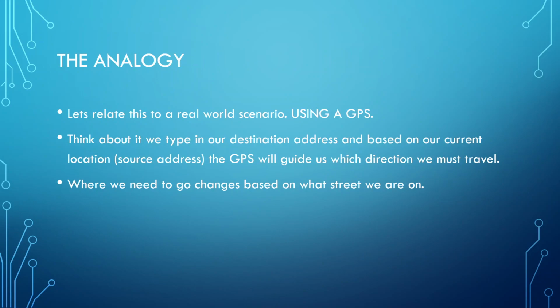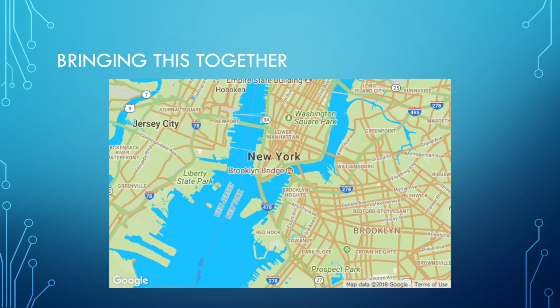So let's use an analogy. Let's relate this to using a GPS. If we think about it, when we type a destination address into our GPS, it will calculate our current location, it'll calculate where we're going to, and it will guide us on which direction we must travel. However, which direction we go, where we need to go next, changes based on what street we're on. So let's have a look at an example of this.